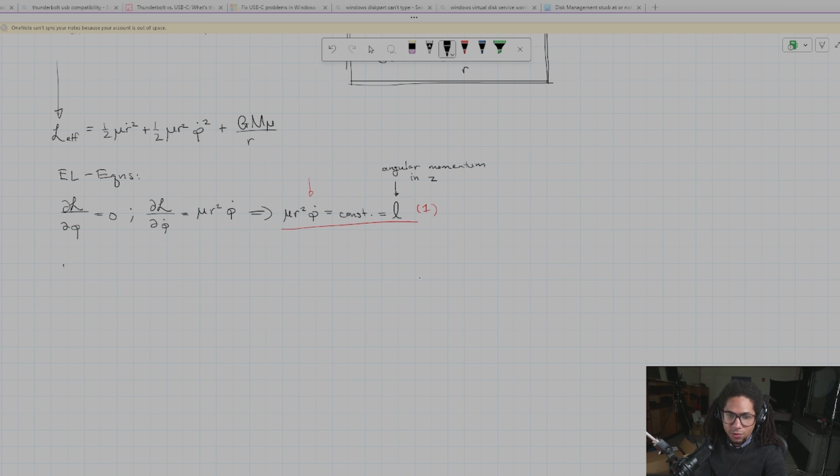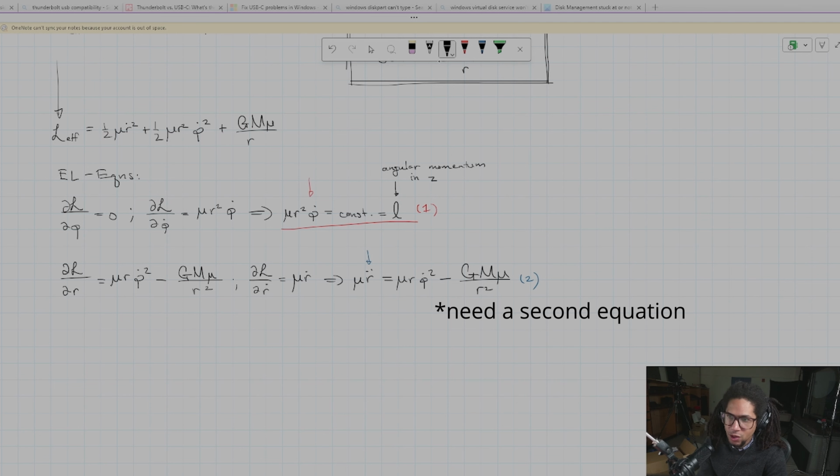Now let's do the R equation. So we will first do dL/dr. From this term, we get a mu r phi dot squared. And then from this term, we do get a sign flip. So minus GM mu over r squared. Good. For dL/dr dot, well, that just involves this term, and we get mu r dot. So for the R equation, we get mu r double dot is equal to mu r phi dot squared minus GM mu over r squared. Okay, and we'll say that this is a second equation that involves the new variable r double dot. Or I should just say, we need a second equation because we have two unknowns.